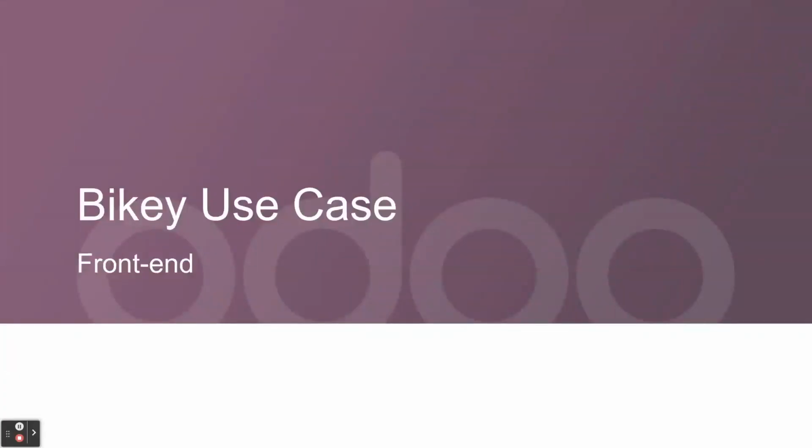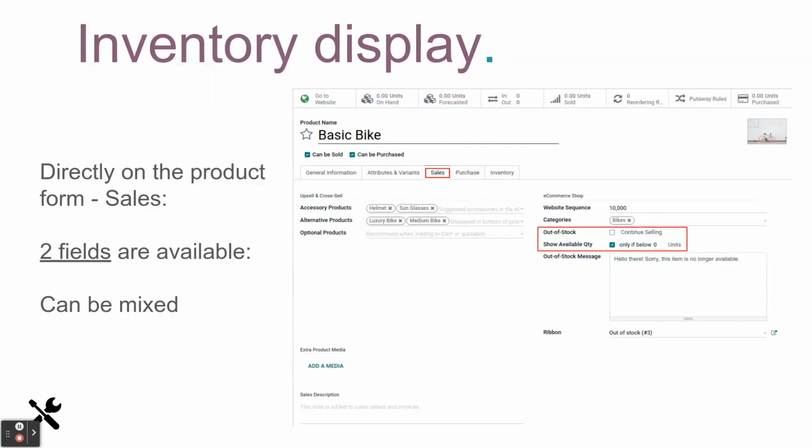First, let's go through the front end. How can we display the inventory on the e-commerce webpage? This can be done directly on the product form under the tab Sales. Two fields are available, and these two fields can be mixed. These two fields are out of stock, continue selling, or show available quantity only if below a certain amount.